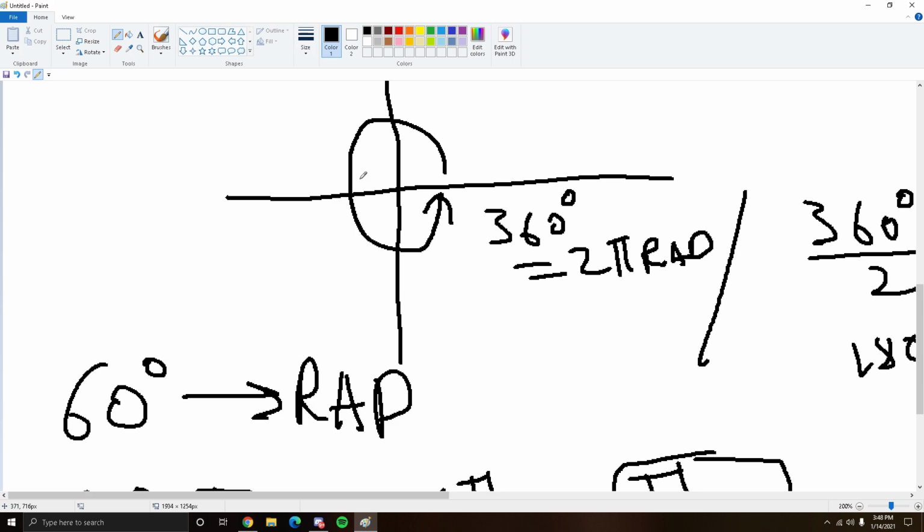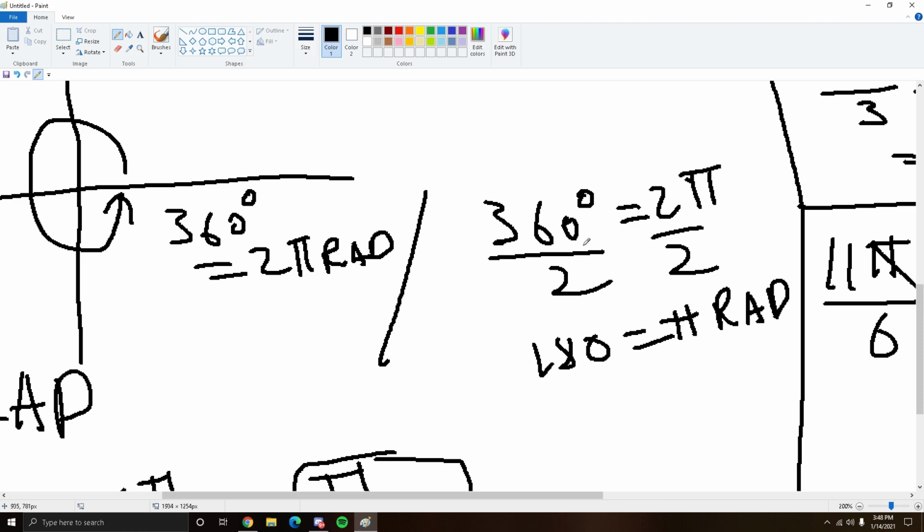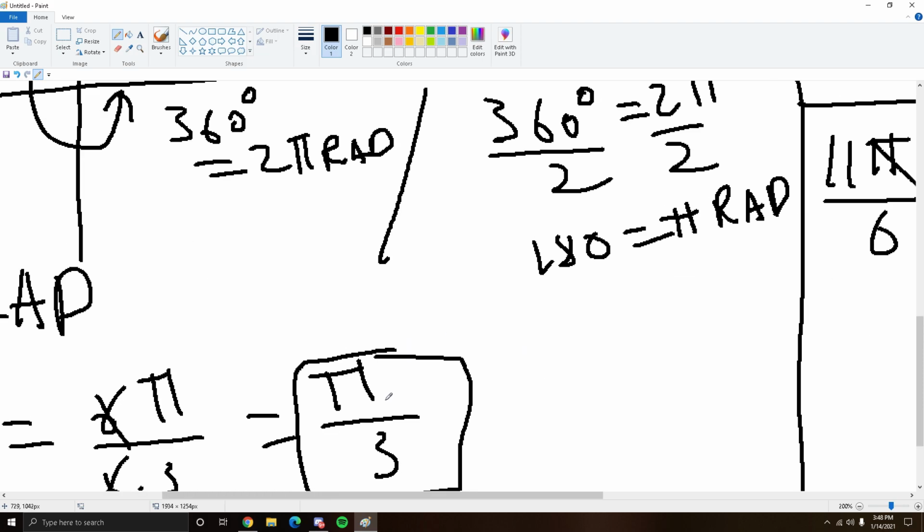Now let's try converting from degrees to radians. So we all know a full circle is 360 degrees, which is equal to 2 pi radians. So if we split that, like we did here, it's gonna be 180 degrees equals 1 pi radians, because the reason why it was 2 pi before is because it was 360. Now we divided it by 2, now it's just 1 pi, it's just 180, right?